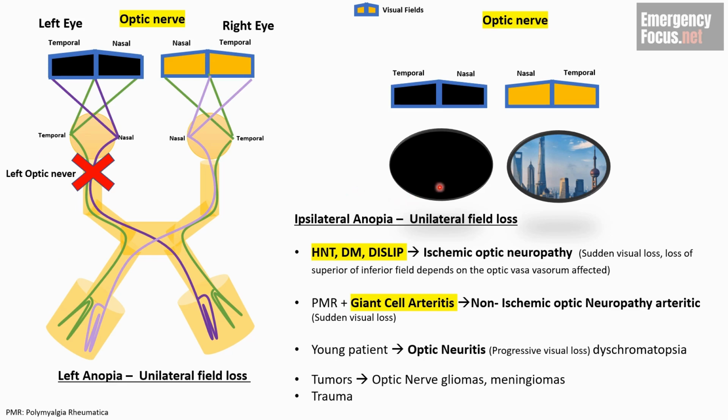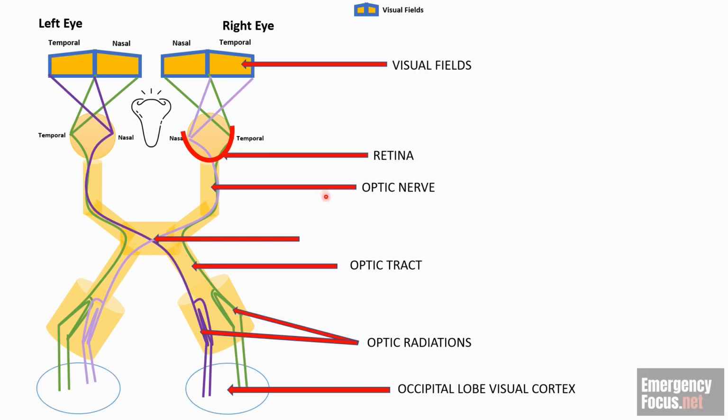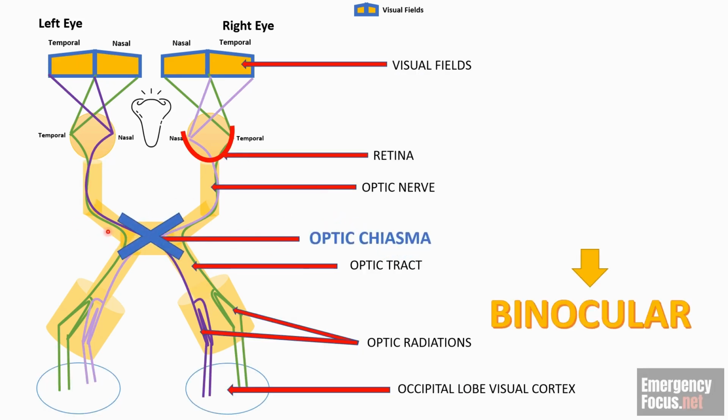This can happen due to different reasons. Some of them are ischemic reasons, for example, in patients with hypertension, diabetes or dyslipidemia. Sometimes this can happen with non-ischemic optic neuropathy, arteritis, for example, in giant cell arteritis, or in young patients in optic neuritis. Now let's see what happens if we have an impairment in the optic chiasm. Remember, anything in the optic chiasm or below will give us an impairment of both eyes, binocular.